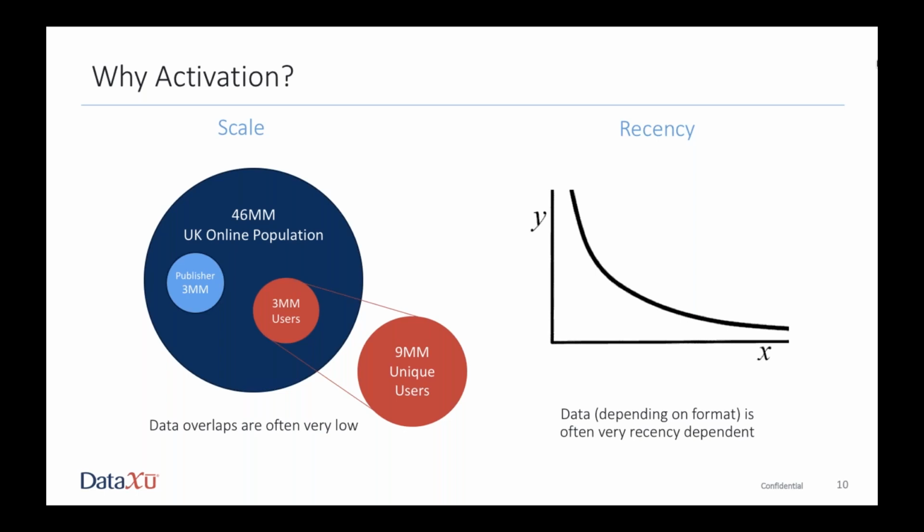On the right hand side is an illustrative graph, which shows the way that data value, data scale or effectiveness of data drops off over time. The actual time scale will change depending on the format of data we're talking about. Cookies are well known to have half-lives measured in days, whereas device ID is a bit longer. But broadly, for all types of data, it needs to be acknowledged that data you collected 6 months ago doesn't have the same value or addressability as data you might have collected yesterday.